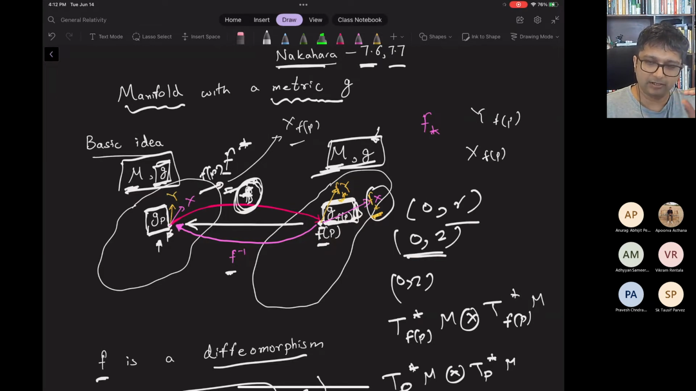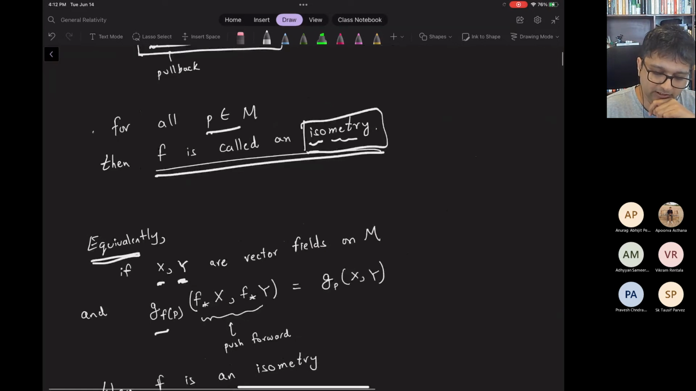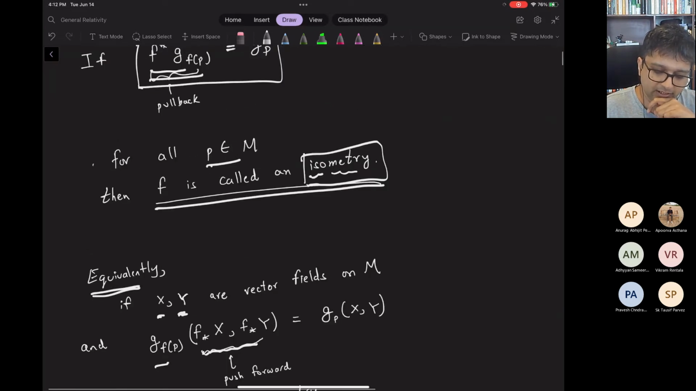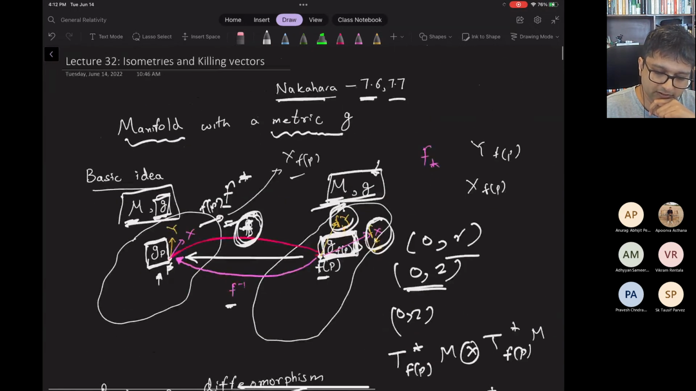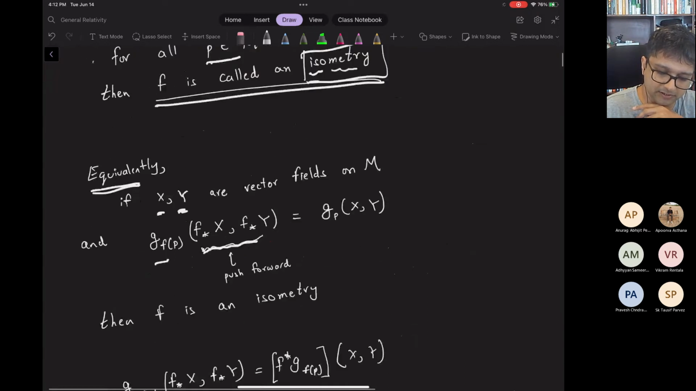However, if it is true that the inner product of f star x and f star y under this metric g at f of p, note that this is not a push forward or pullback, this is g at the point f of p, so g at f of p acting on f star x, f star y, the inner product constructed out of the push forward vectors, is the same as the inner product of x, y at the point p, then this is an equivalent way of saying that f is an isometry. Both of these will give rise to the same thing.